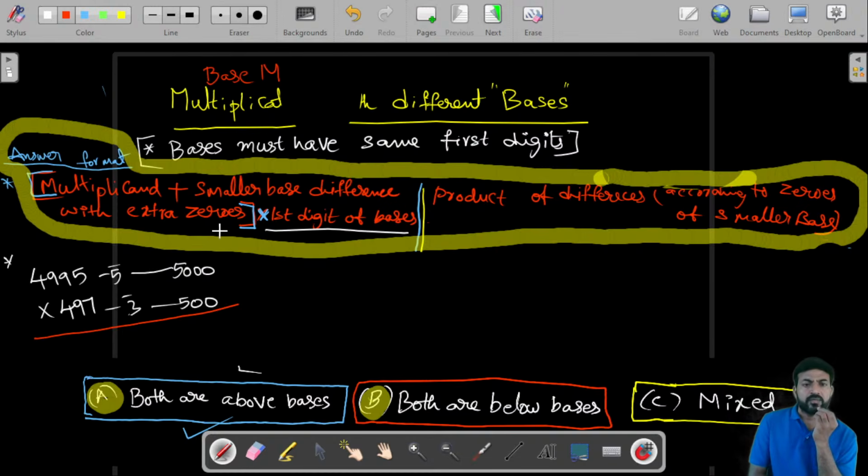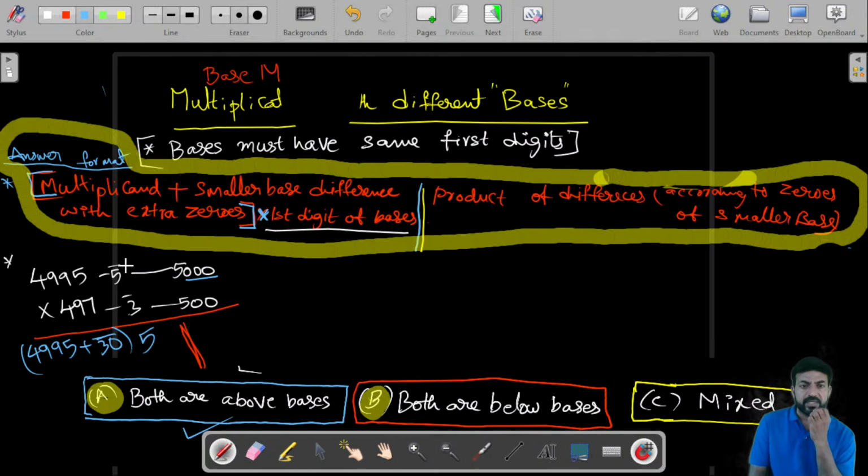Now follow this format. The answer will be in two parts. The first part is multiplicand plus smaller base difference. What is the multiplicand? 4995 plus the smaller base difference, which is a negative number, with extra zeros. What is the difference in zeros? It has 3 zeros, it has 2 zeros. So you have to add this one, into multiplication of the first digit of bases. What is the first digit of base? It is 5.